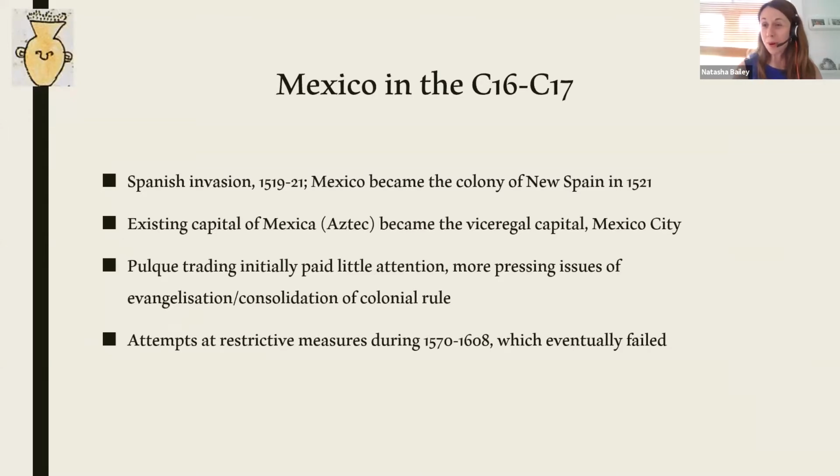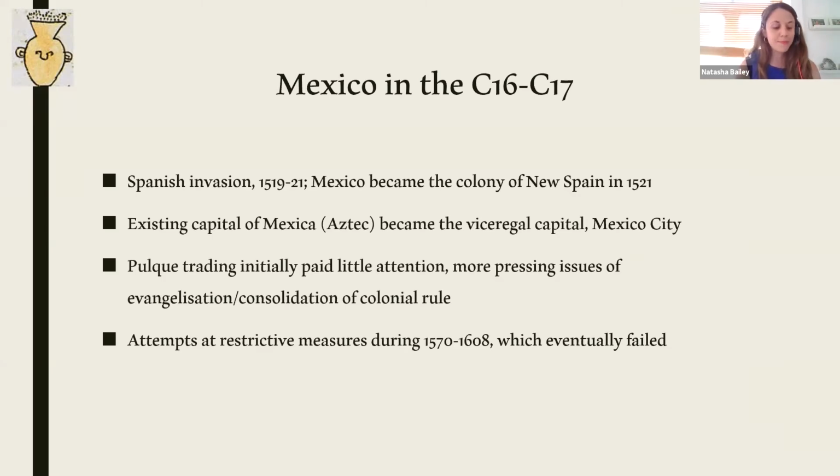I've got quite a bit of history to cover in a very short time here. I've only got time for a very brief overview, but hopefully this will give some context for explaining why patterns develop as they do in the trade. So the Spanish invade Mexico in 1519, and in 1521, the Mexica Empire, the Aztec as we often know them, collapses and Mexico becomes the colony of New Spain. It stays this way for 300 years, and the existing capital, Tenochtitlan, becomes Mexico City, the capital of the colony.